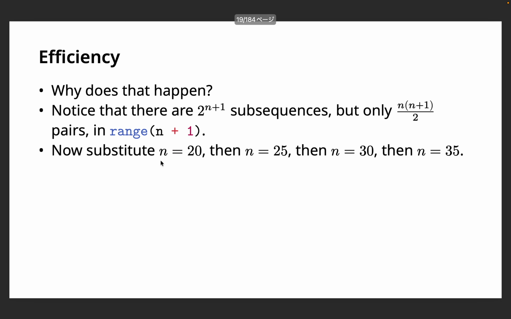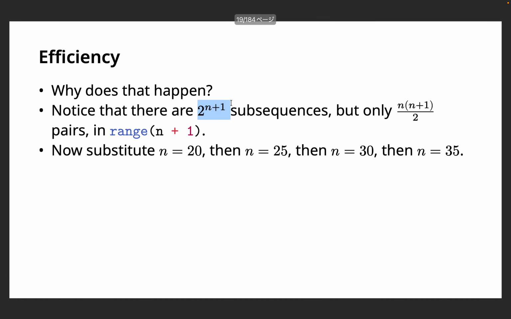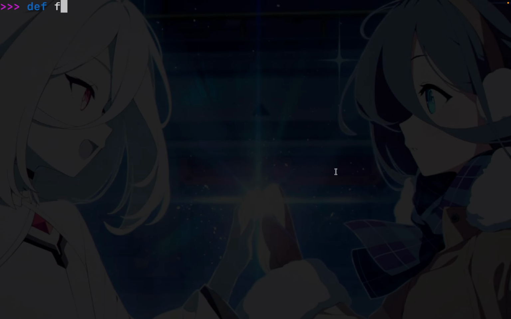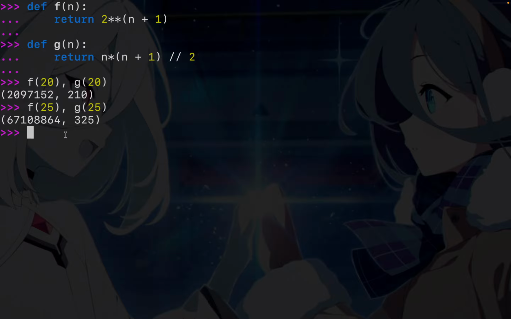So if we try to substitute these inputs, 20, 25, and so on, to each of those functions here, what we're going to see is that, let's say we have a function that returns 2 raised to n plus 1, and you have a second function that returns n times n plus 1 all over 2. If I have f of 20, then g of 20, you'll see that f of 20 is already a lot larger than 210 here. And if we keep doing that for larger inputs, the difference gets bigger and bigger.